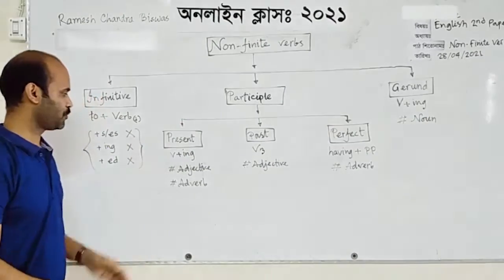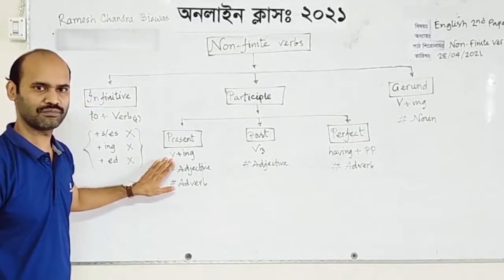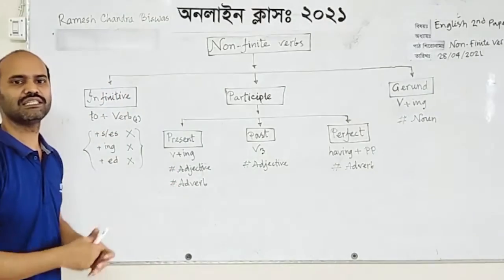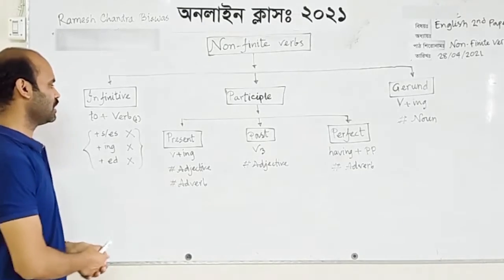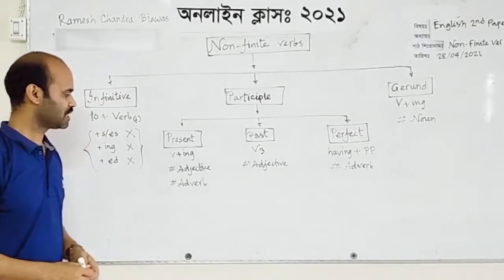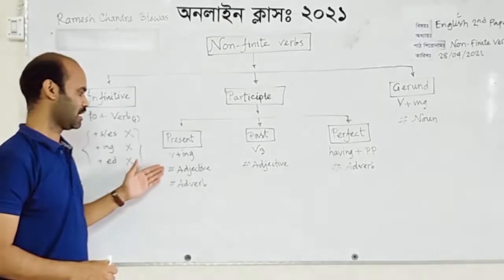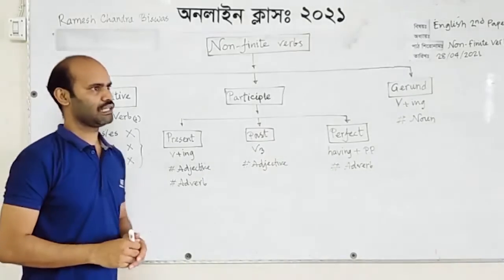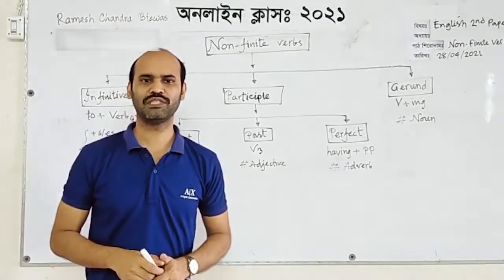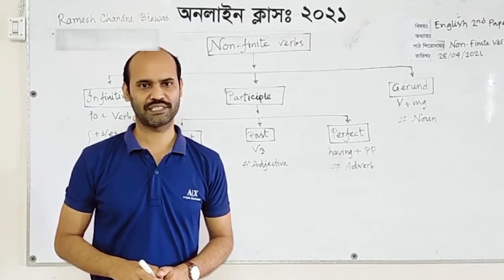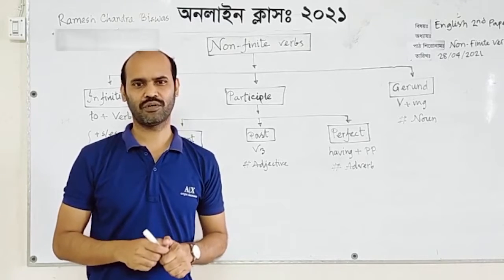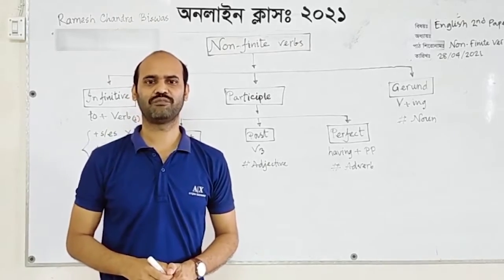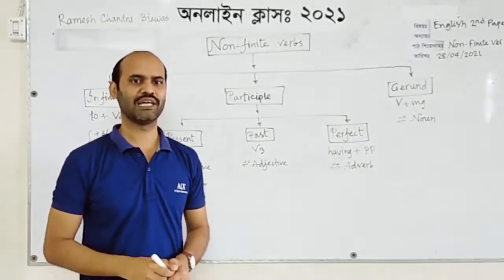So the present participle is formed with an ing form. The verb is in the ing form, that is, we use an ing at the end of the verb. This is present participle, and the present participle functions as an adjective or an adverb. You can remember that a present participle is also used in the continuous tense. Whenever we form a present continuous tense or a past continuous tense, we need a present participle, that is the verb with an ing.